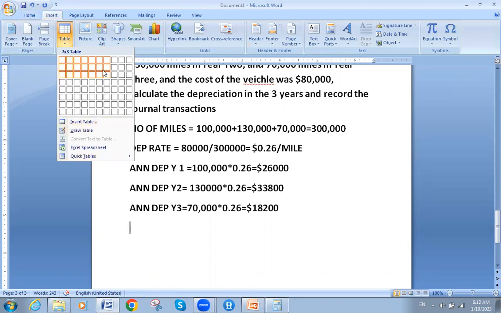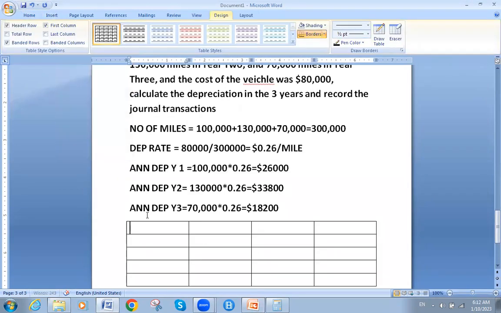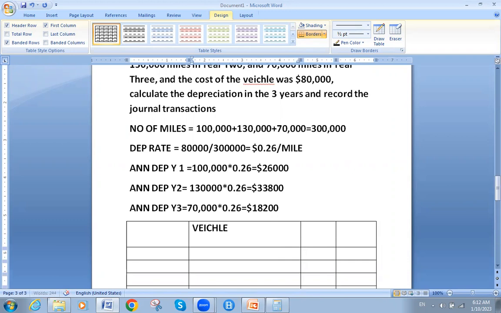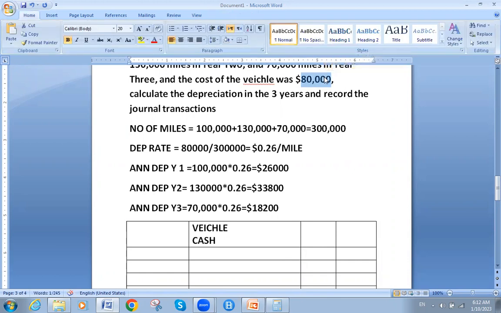I will insert a table, and the table, like we said, 4x4. Then here is debit, and here is the credit. Here we go. The amount of the first year, the vehicle price was 80,000. From vehicle into cash, with the amount which is $80,000. Control and C, and here control and V, and this is debit and this is credit, as you know. And here is when we bought it, whatever the date was.